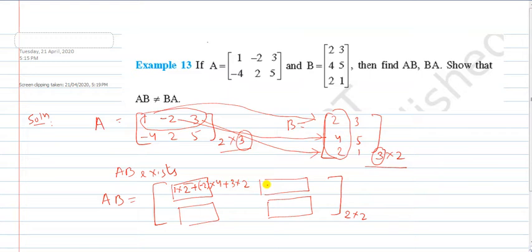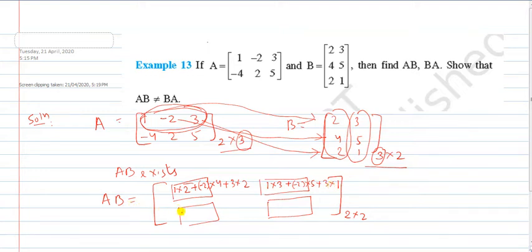Similarly, this is the first row and second column. Your first row is again 1, -2 and 3 and the second column is 3, 5 and 1. So let us have the corresponding sum product: 1 to be multiplied by 3 plus -2 to be multiplied by 5 plus 3 to be multiplied by 1.